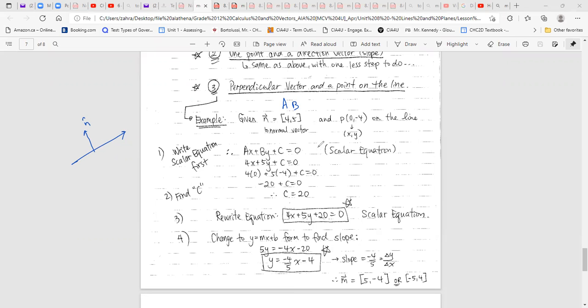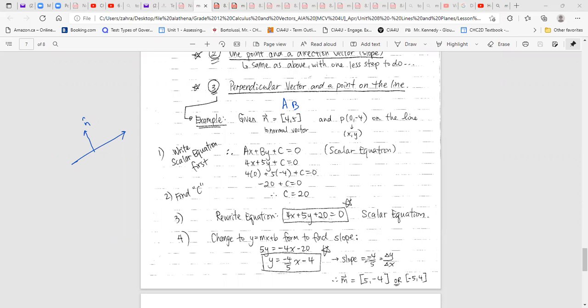Now I have a point. I sub x to be 0 and y to be -4 and solve for c. C is 20. I rewrite everything: 4x plus 5y plus 20. This is a scalar equation. Change it to slope y-intercept form. Of course you bring x to the other side and the constant to the other side: 5y equals -4x minus 20. Divide every term by 5. So that would be the answer.